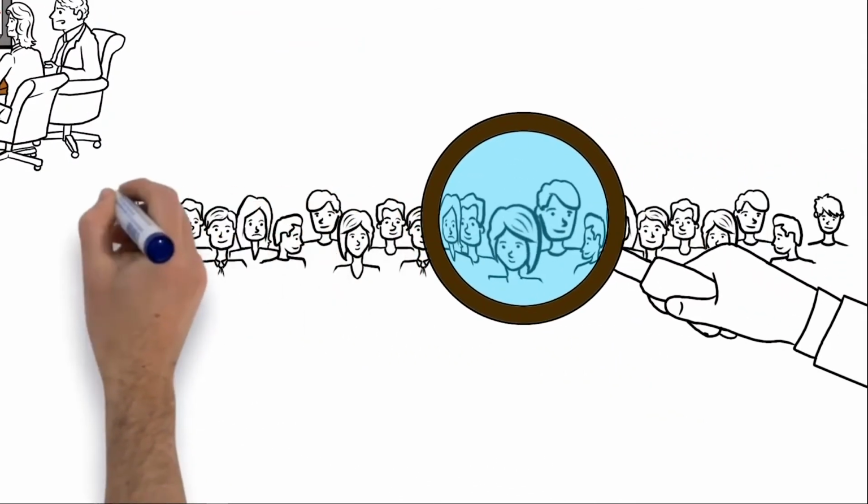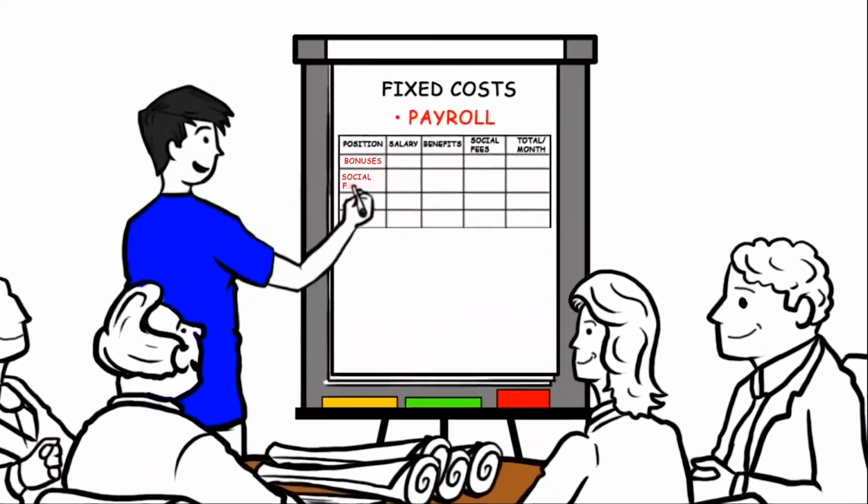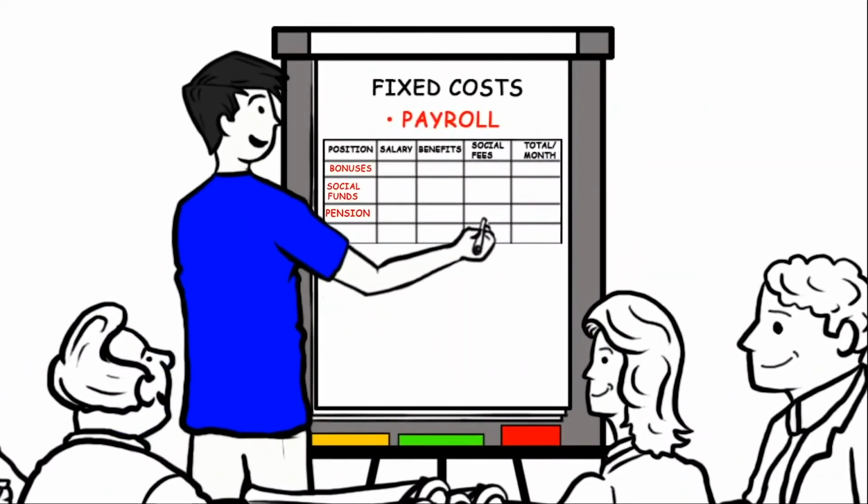Conduct simple research of the local level of salaries and benefits. Remember to include costs such as bonuses, social funds, pension, and so on.